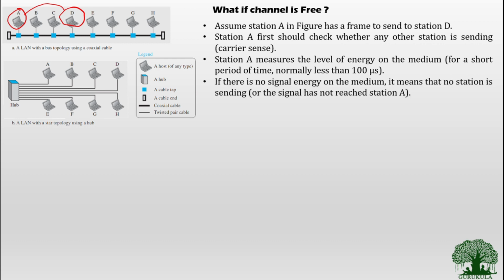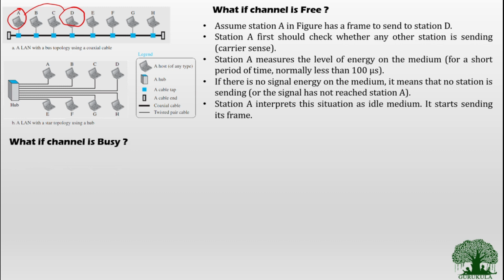And if there is no signal energy on the medium, it means that no station is sending or receiving a signal on the network, which means that A will interpret that the medium is idle, and then A will start sending its frame. As simple as that. Now, what if the channel is busy?